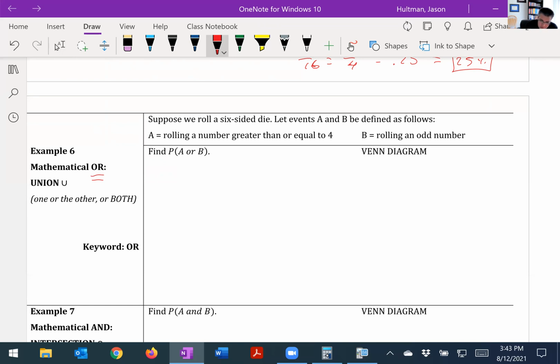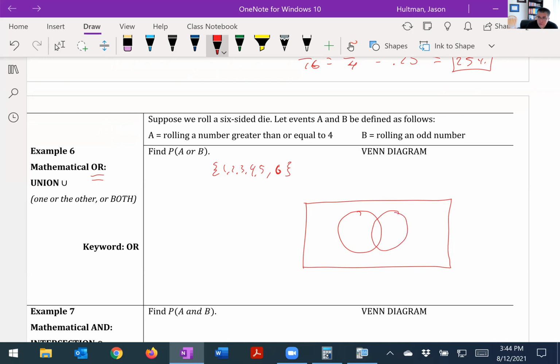Okay, so let's draw a Venn diagram. What's the sample space? For our Venn diagram, the sample space is 1, 2, 3, 4, 5, or 6. That's the sample space. Okay, so our Venn diagram is going to look like this. A Venn diagram is just a diagram of circles that describes the interaction between 2 sets. So this is going to be set A, and this is going to be set B, or event A and event B.